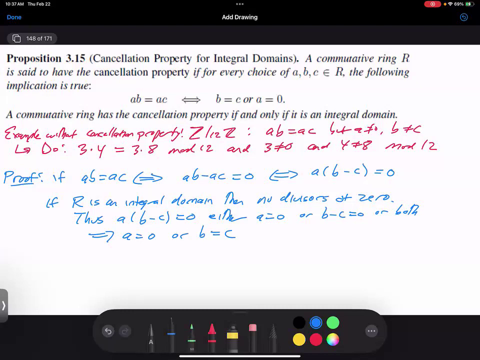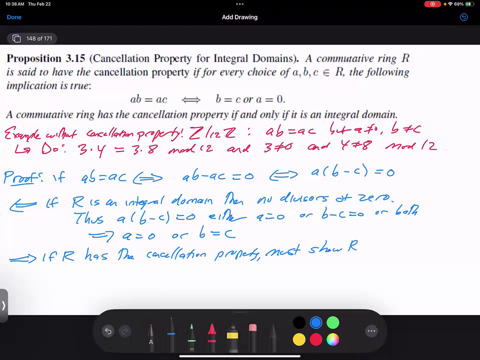So we've just shown one direction. We've just done this direction. Assuming it's an integral domain, we've then proven it has the cancellation property. Now we want to do the other direction. If R has the cancellation property, we must show R is an integral domain.